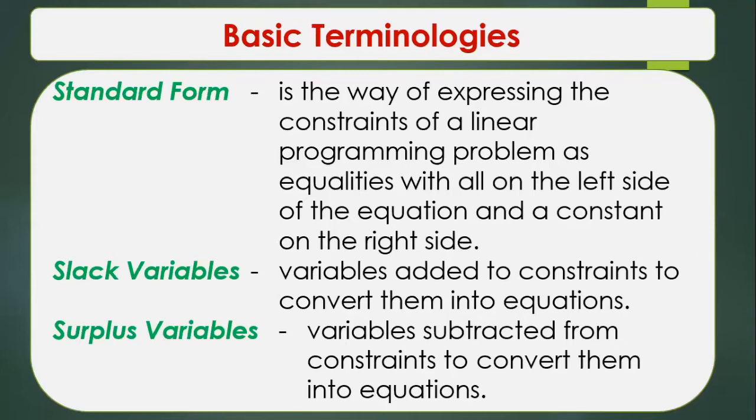And as mentioned earlier, when we say slack variables, these are variables added to constraints to convert them into equations. Another term that we usually use in solving linear programming problems, applying simplex method, would be surplus variables. And as discussed earlier as well, surplus variables are variables subtracted from constraints to convert them into equation. And another, we have artificial variable.